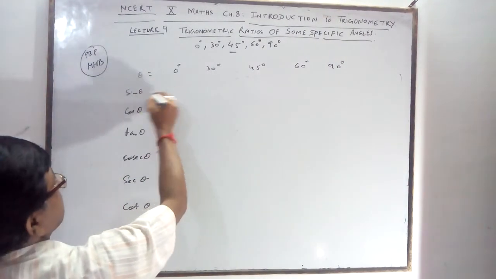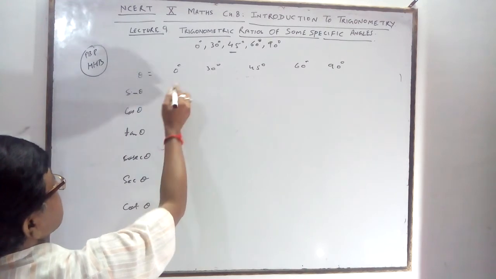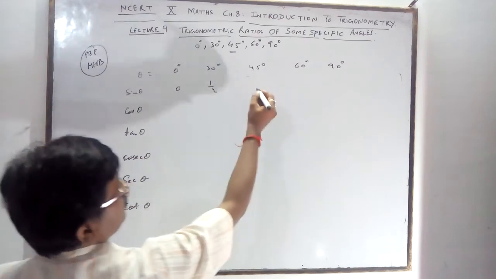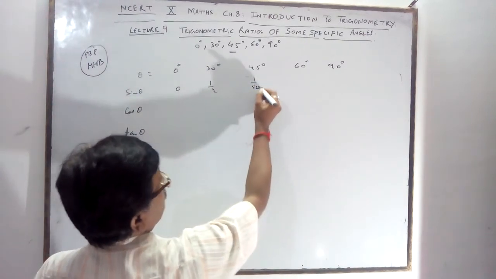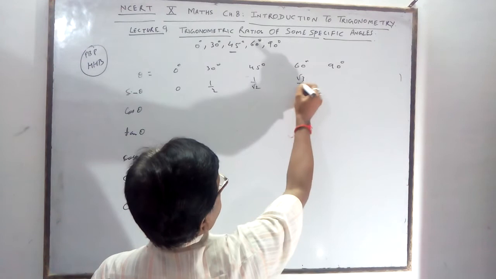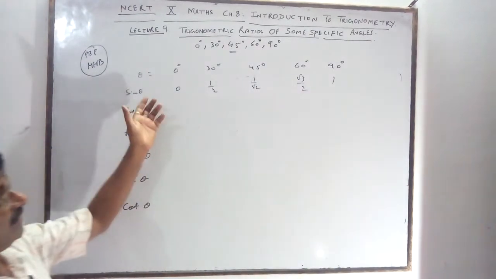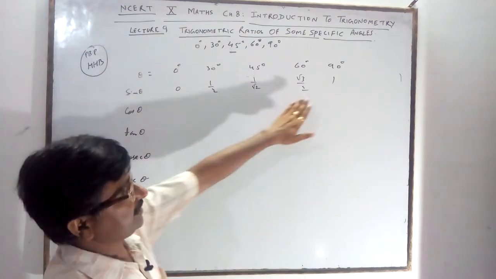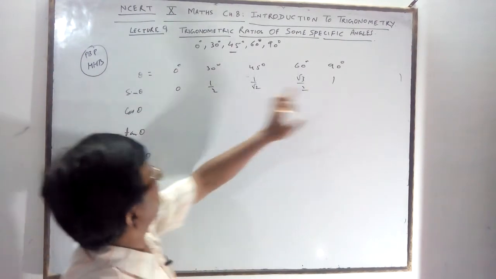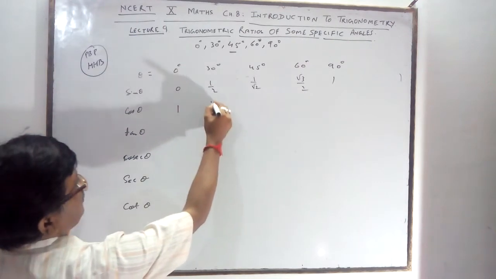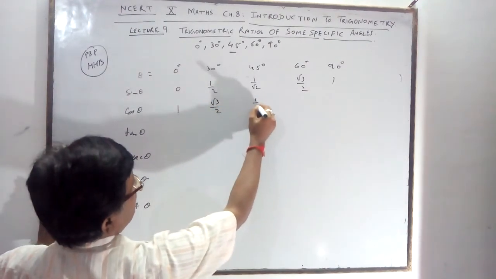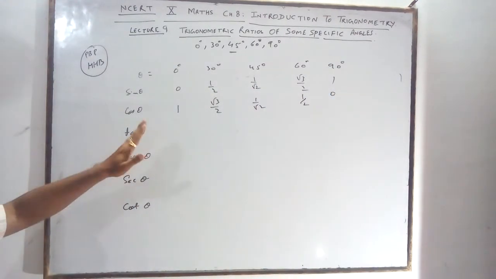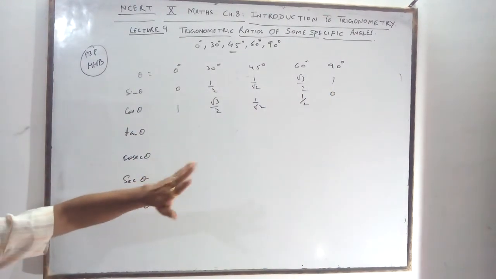Sin theta, sin 0 degrees is 0, 30 is 1 by 2, then 1 upon root 2, then root 3 by 2 and 1. This one line only you remember, all the others you can do. Take the reciprocal of this, and write in reverse order. From 1 you start, you get these values. You can check what I have calculated. You will get the values 0, 1 by 2, 1 by root 2, root 3 by 2, 1.